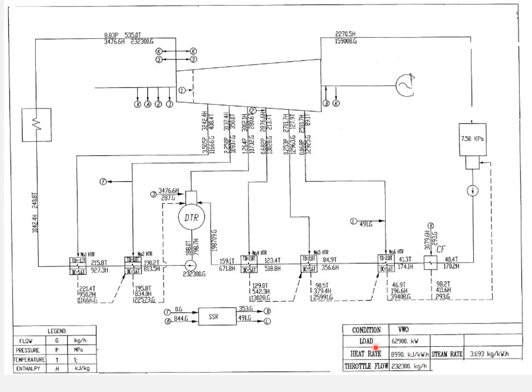Okay, I will give you another example. VWO, valve wide open. VWO refers to the turbine operated with the control valves fully open. Used for performance testing under overload condition, it may exceed the TMCR slightly in load and steam flow. Example: 62,000 kilowatt load, and 232,000 kilograms per hour steam flow.